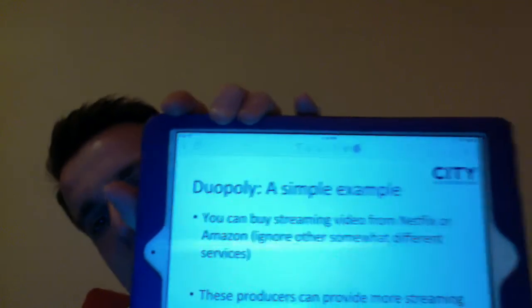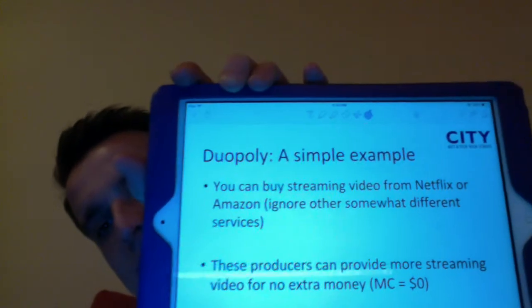Okay, so part two, we're going to go through a simple example of duopoly. A duopoly is an oligopoly with two firms. We're just going to simplify the streaming video service network to Netflix and Amazon Prime. People can either buy Netflix or they can buy Amazon Prime. I know there are some other streaming services, but we're going to consider just these two main ones. They're the only ones available.